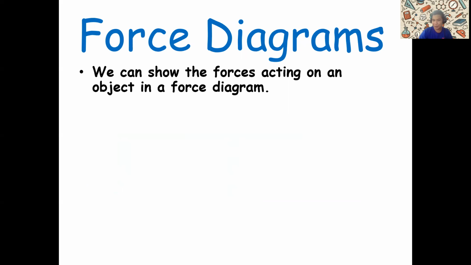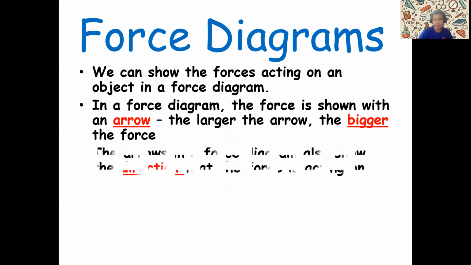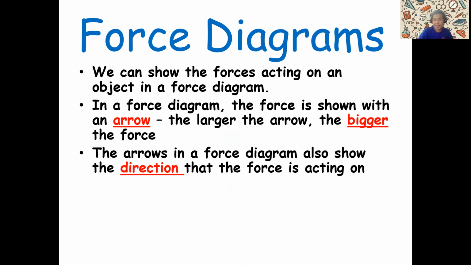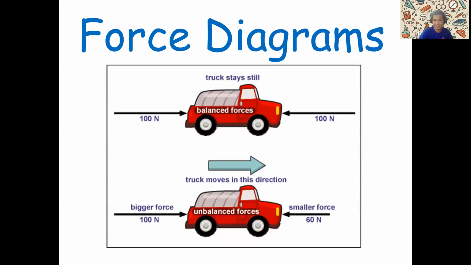I'm going to show you a force diagram on an object. In a force diagram, the force is shown with an arrow. The larger the arrow, the bigger the force. The arrows in a force diagram also show the direction that the force is acting in. Sometimes the arrow will be labeled with the size of the force in newtons. So here's an example.